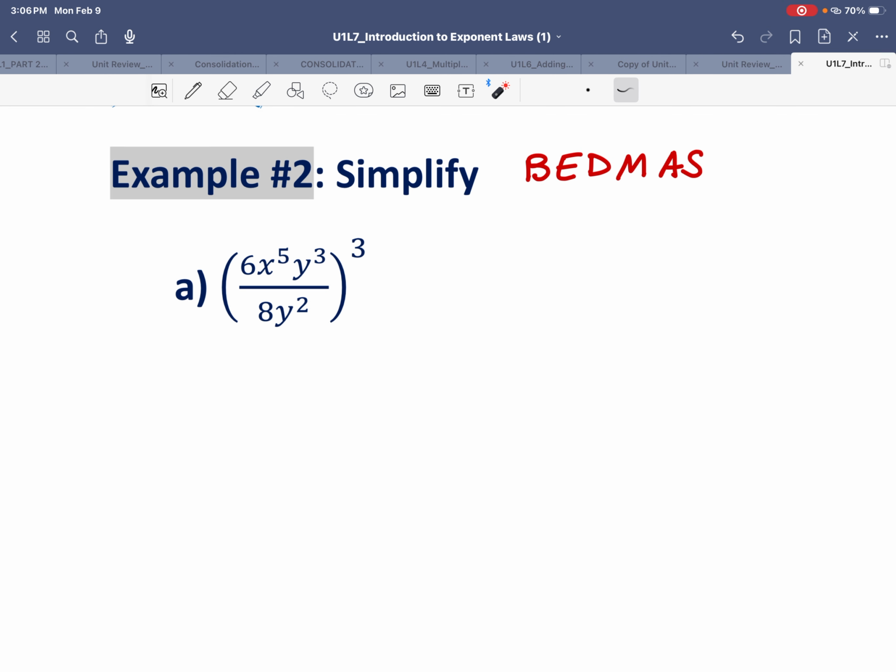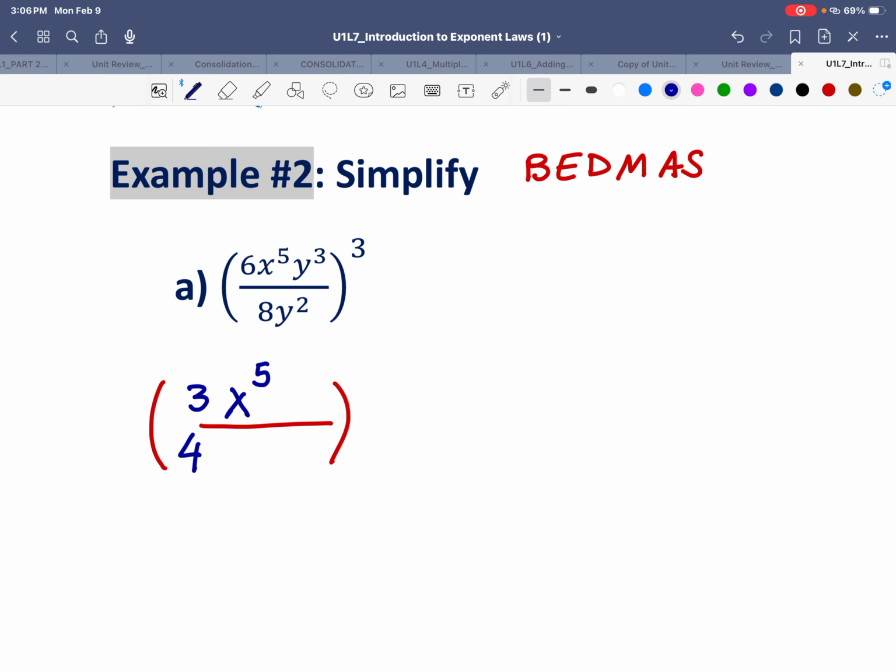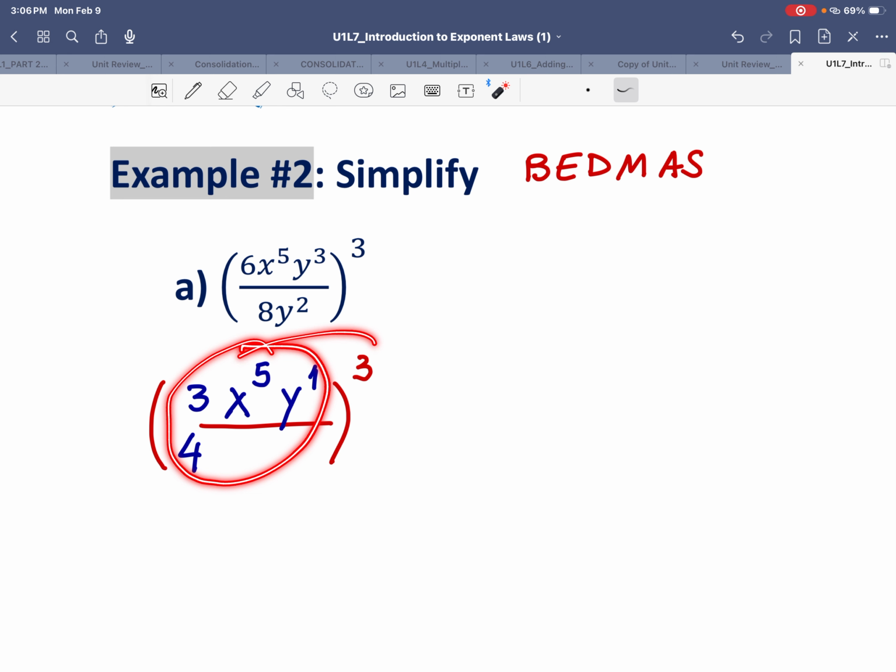So what I see inside the brackets here are the numbers 6 and 8 that can reduce to 3 over 4. So they're two even numbers reduced by 2. Now, x to the power 5 doesn't have anything to simplify with, so it's going to stay here as is. And y cubed over y squared will be y to the power of 3 minus 2, which is 1. And then the power of 3 will stay outside. So once we have completely simplified the expression inside the brackets, we can bring the power of 3 in.